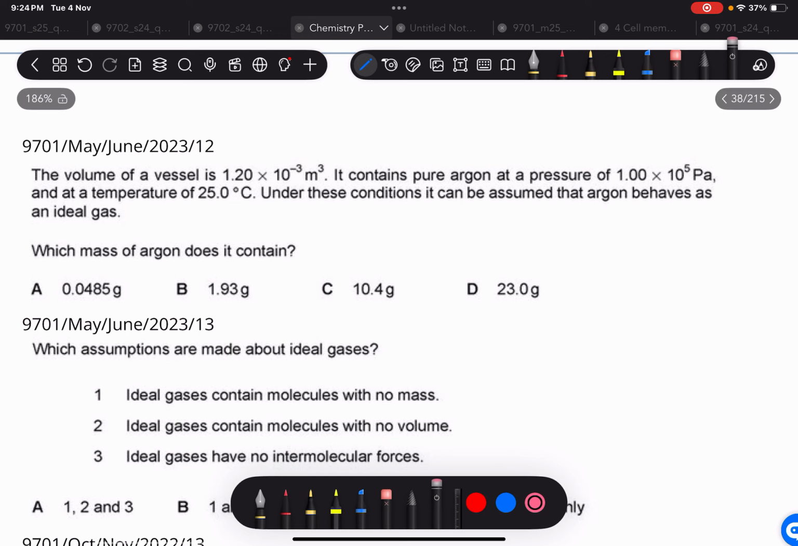The volume of a vessel is this. The good thing is we have the volumes in meter cube. That is what we need for the formula PV equals nRT. Next part says it contains pure argon at a pressure of this. We're given the pressure in pascals. The units are very important because if you are using the formula PV equals nRT, you can't plug in the values with the wrong units.